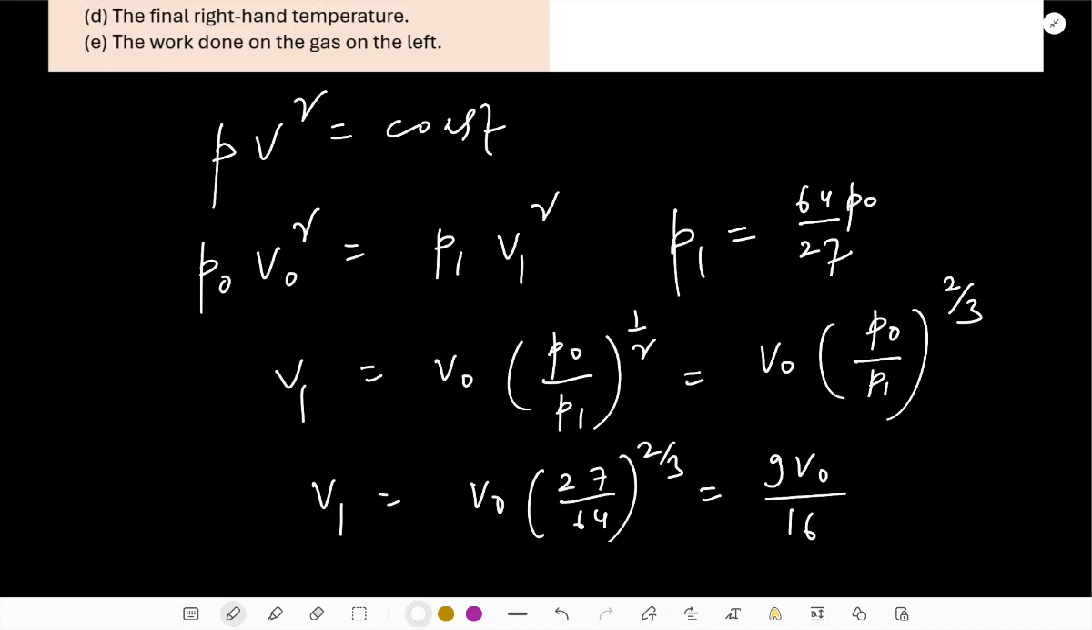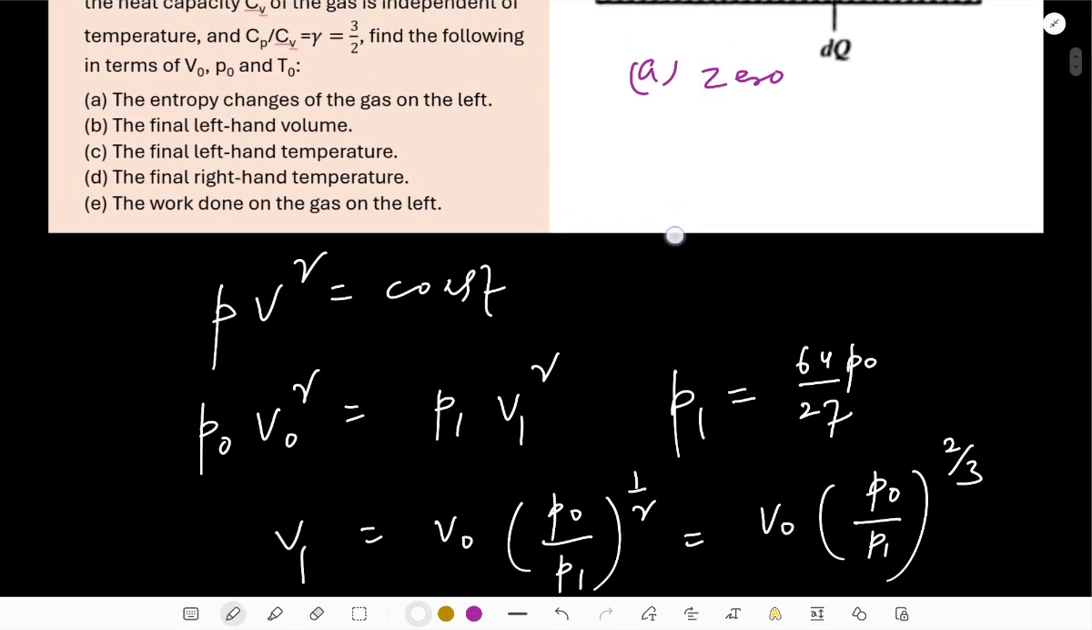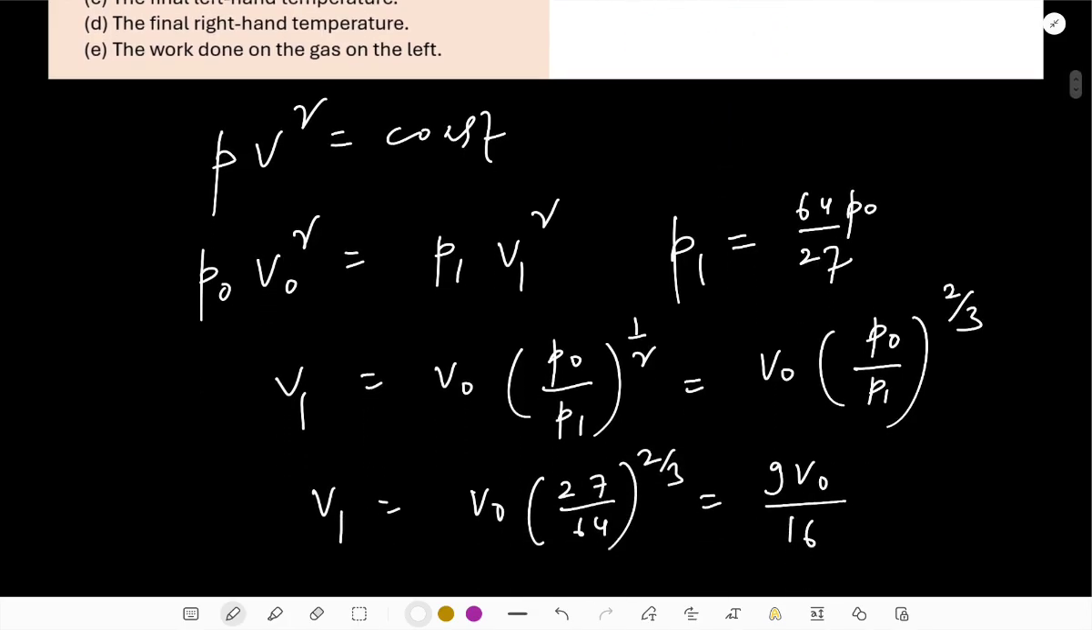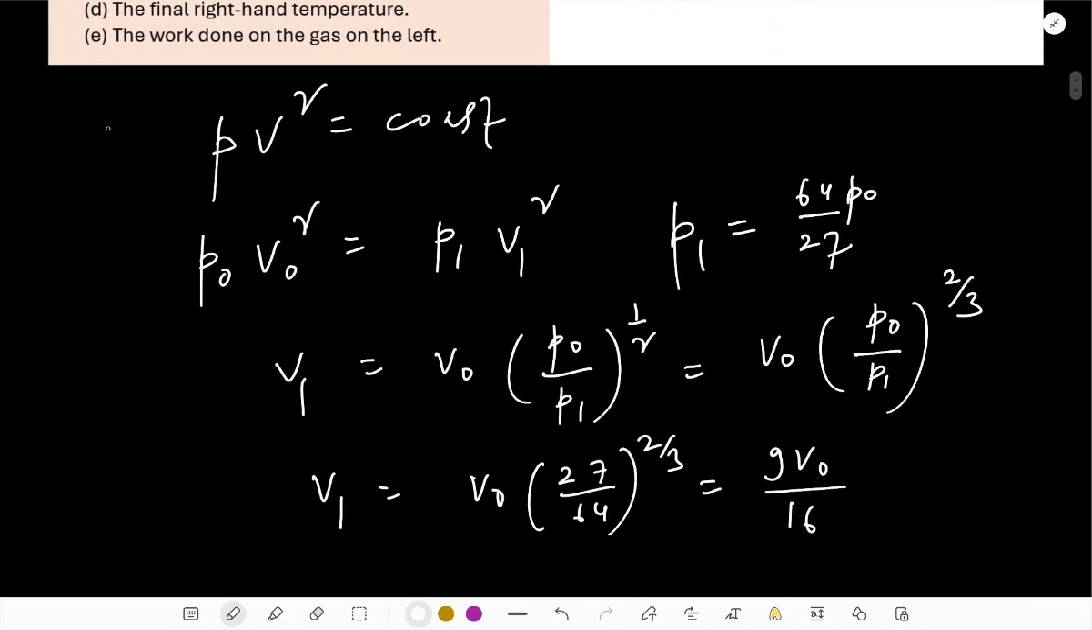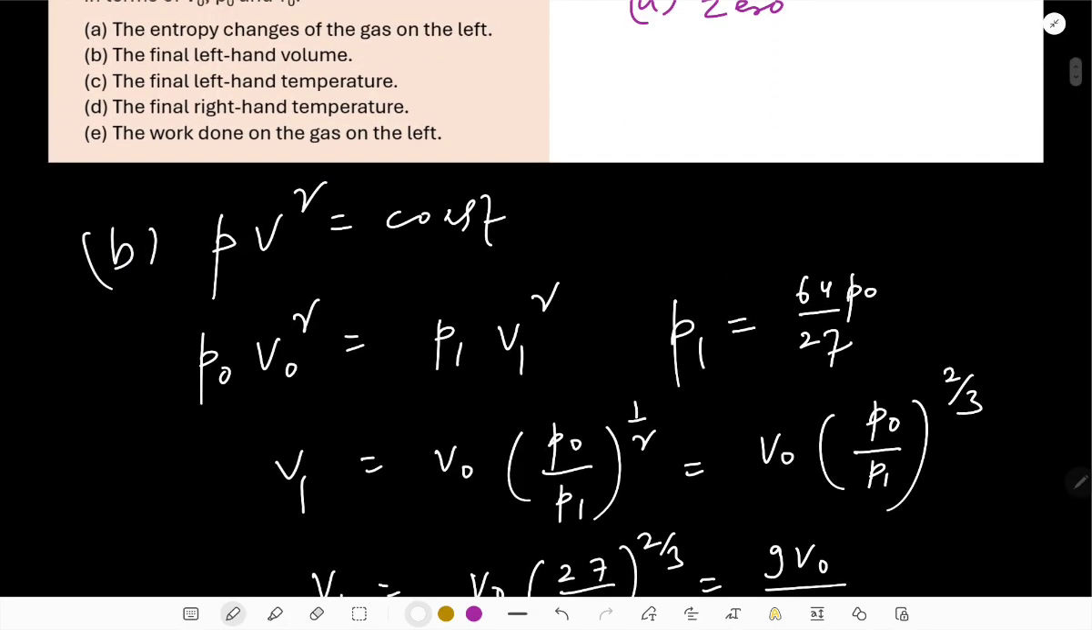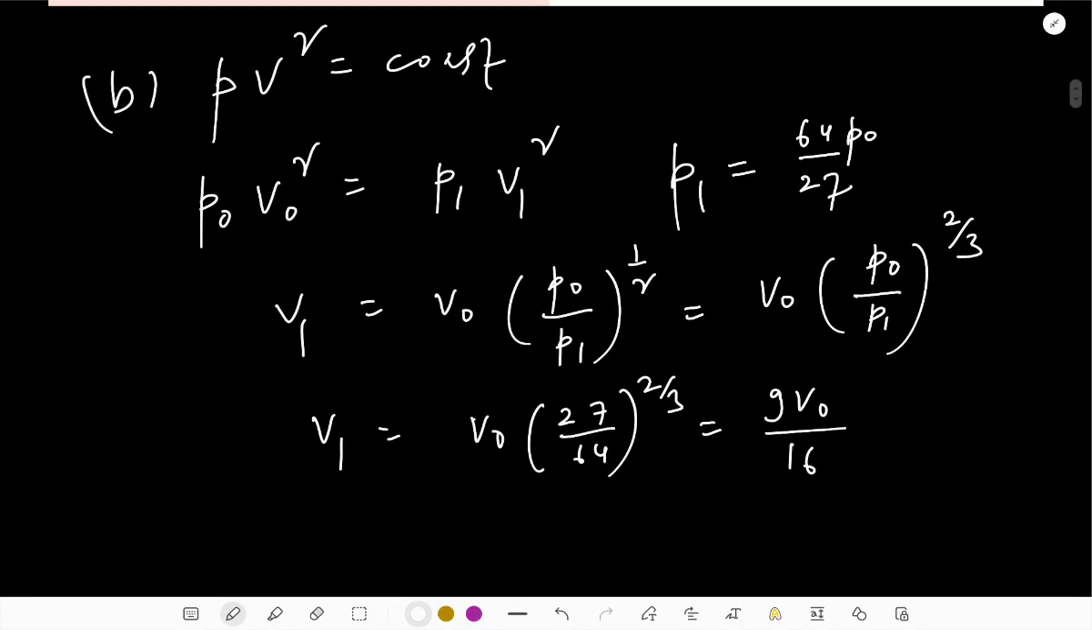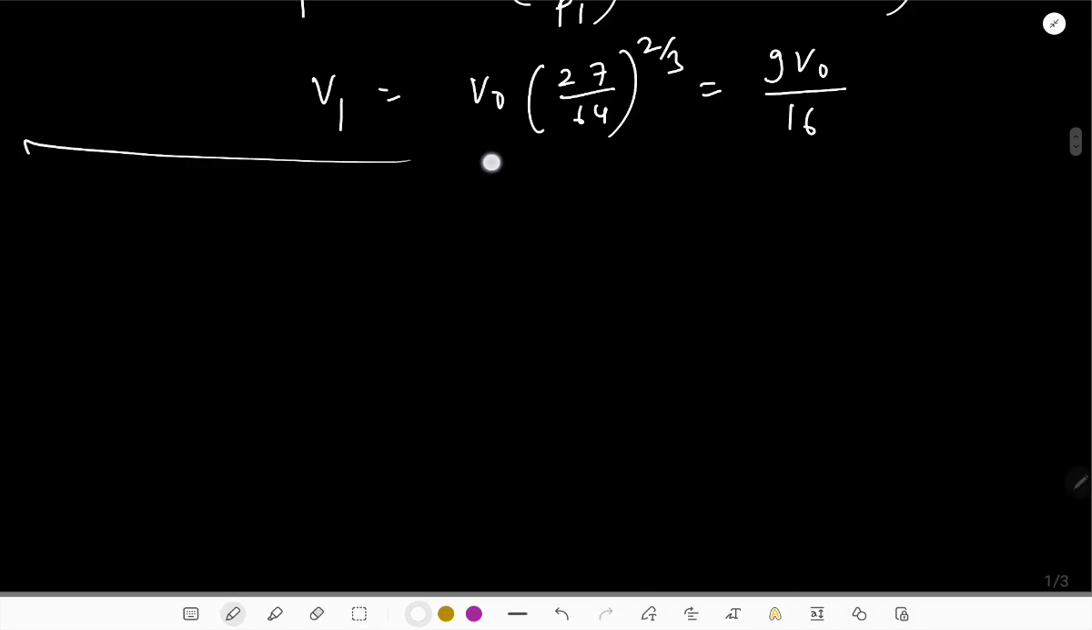And now we need to find out something else, the final left hand temperature. And this was the solution of part B of the problem. And left hand temperature, so how can we find the temperature?